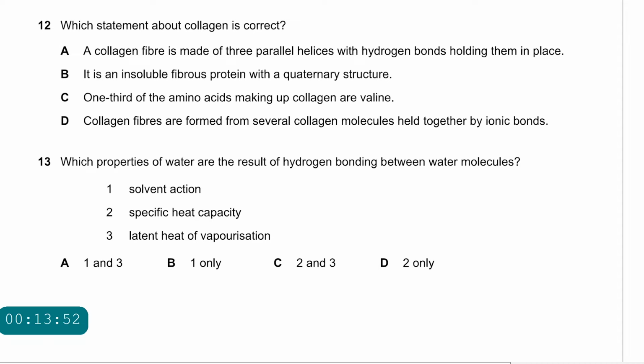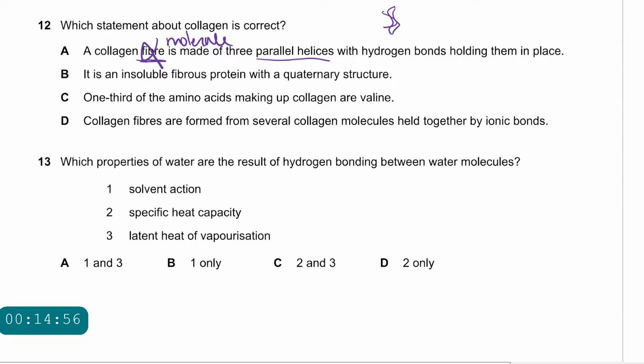12. Which statement about collagen is correct? A, a collagen fiber is made of 3 parallel helices with hydrogen bonds holding them in place. First of all, the totally wrong information is fiber, because if 3 helices, basically the 3 polypeptide chains, are holding together, it forms a collagen molecule, not a fiber. This is totally incorrect.